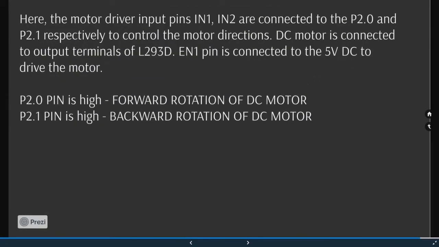Here, the motor driver input pins IN1 and IN2 are connected to P2.0 and P2.1 respectively to control the motor direction. The DC motor is connected to the output terminals of the L293D. The EN1 pin is connected to 5 volts DC to drive the motor. Here, if the P2.0 pin is high, the motor is in forward rotation. If the P2.1 pin is high, the motor is in backward rotation.